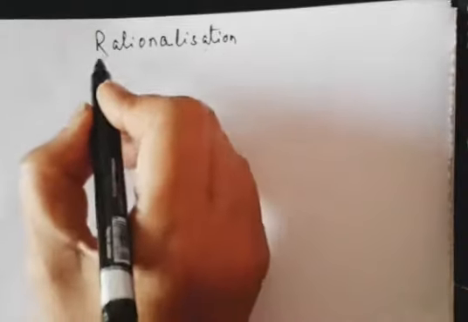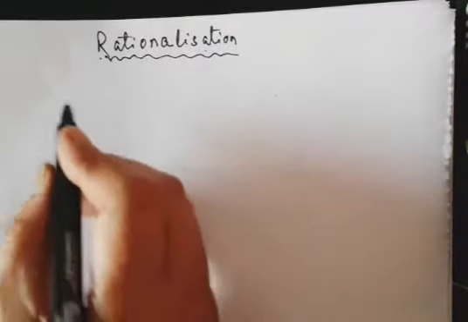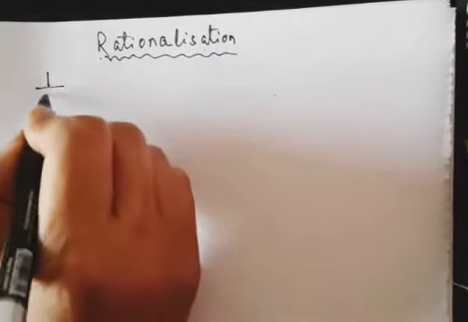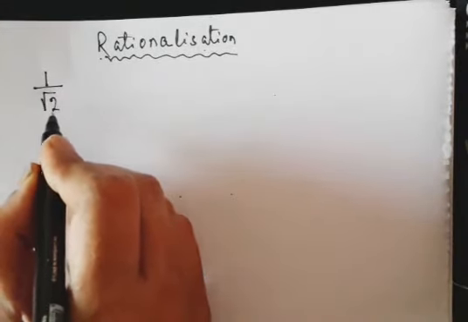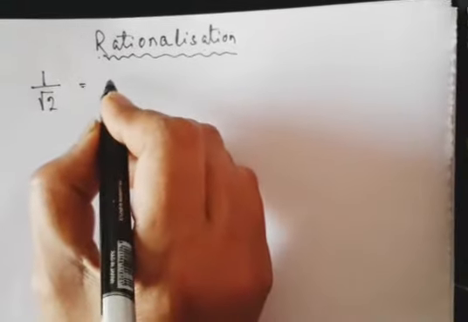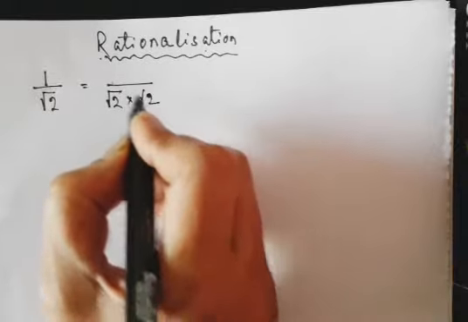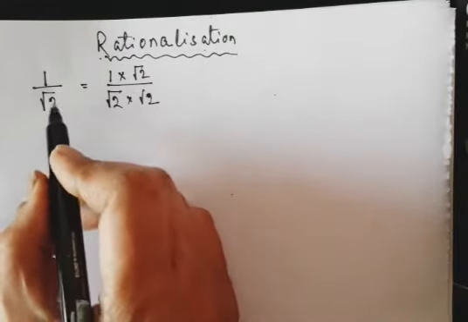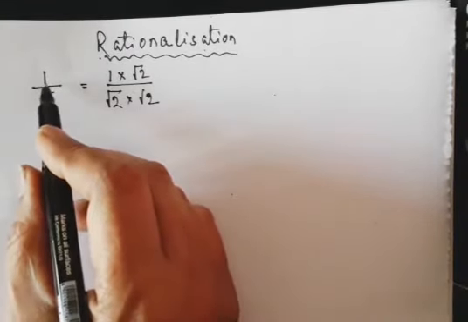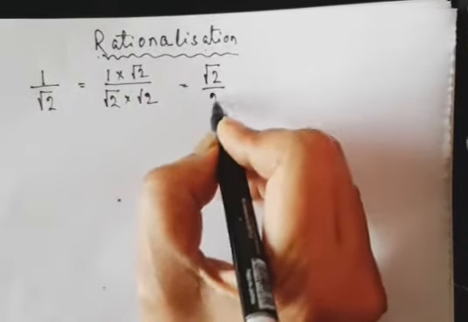So what is rationalization? Let us discuss. Now suppose I write 1 by root 2. Root 2 is an irrational number that you all know. Now if I multiply the same root 2 in the denominator, the same constant we have multiplied to the denominator, we have multiplied to the numerator. So finally we have got root 2 by 2.